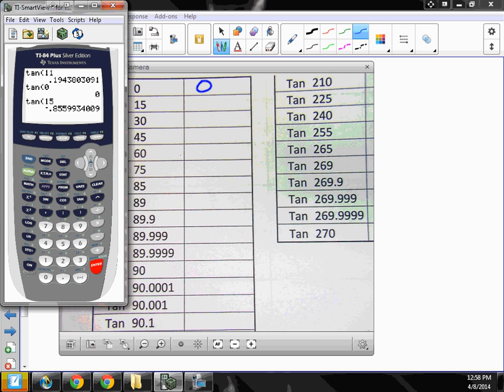I'm still in radians. So you need to make sure you know what mode you're in, because if you're in the wrong mode, you're only going to get the right answer at 0. There will be no other answers that are the same. So push mode, I'm going to go back to degrees. And then you don't need to re-enter the information. You can just push enter. 0.26. And for what we're doing today, 0.2 is enough.